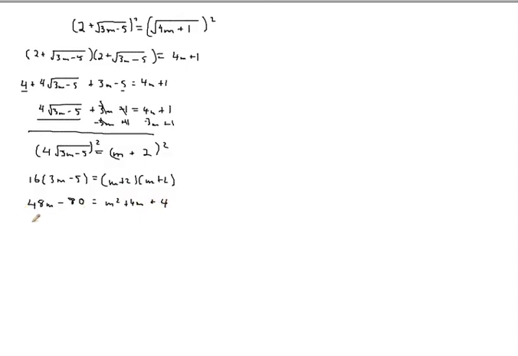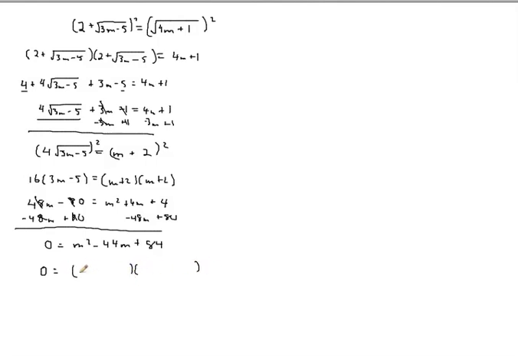Now what we want to do is put all the terms on one side, so we'll move it over to the right side. Oops, that's 48m. So negative 48m plus 80, negative 48m plus 80. And these values will cancel out, so we get 0 is equal to m squared minus 44m plus 84.